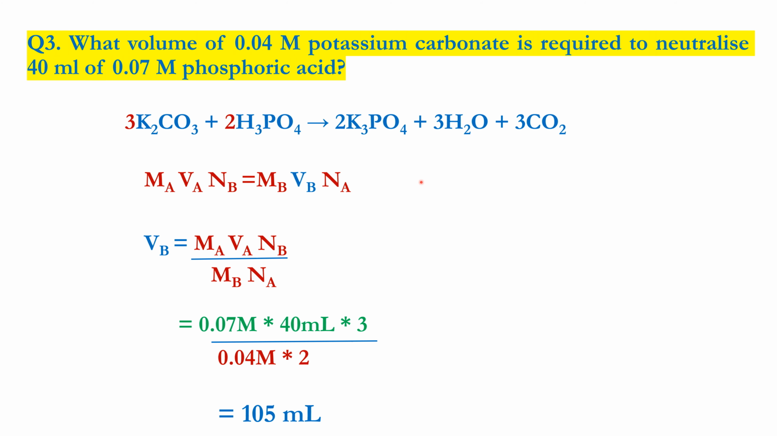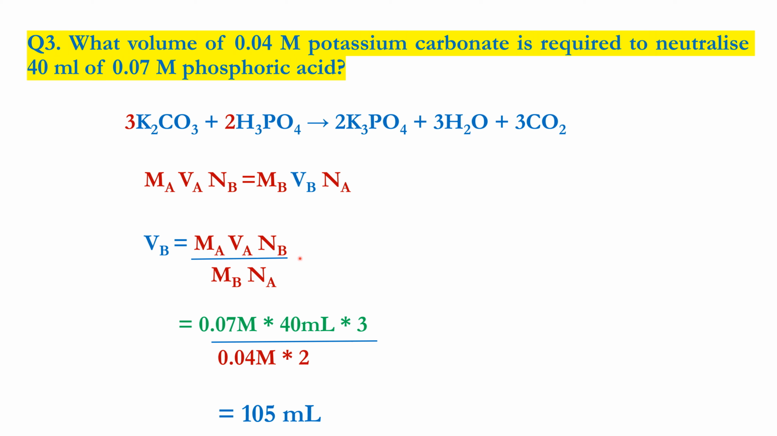So the first thing you do is to write the titration formula, which is MaVaNb is equal to MbVbNa. But because we are asked to calculate the volume of potassium carbonate, which is a base, we are looking for Vb, volume of base. So we need to make volume of base the subject of this formula. So we divide both sides of the equation by MbNa. So if we do that, Vb will be equal to MaVaNb divided by MbNa.